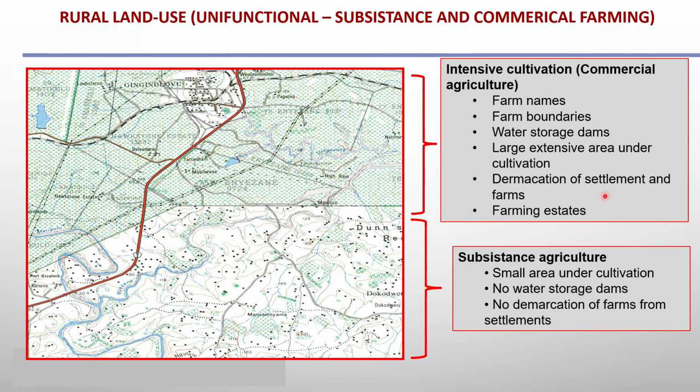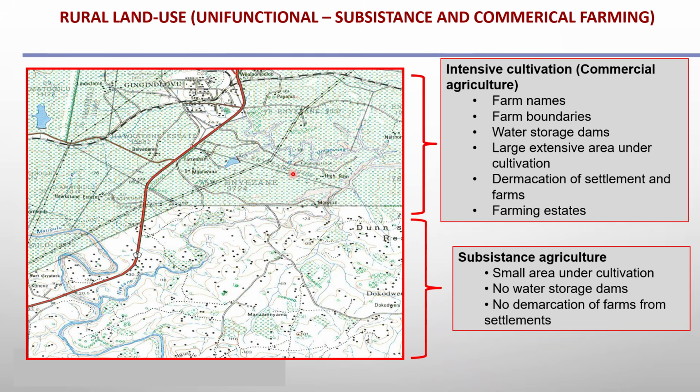Demarcation of settlement and farm. That's what I spoke about. You see, they have boundaries. They are demarcated. Everyone knows this is my plot, this is my plot. Yes, there are farm estates. This map is not so clear, but you'll find estates all over around them.